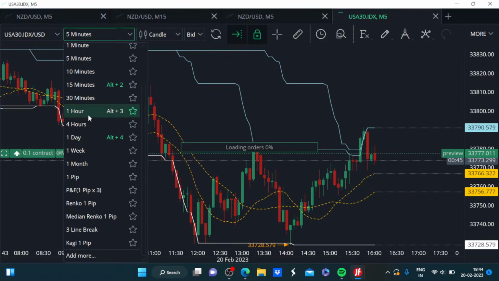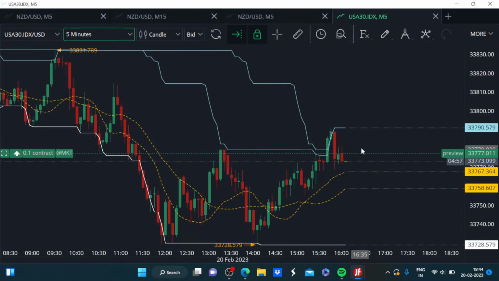So watch out for these levels of around 33,800 on the higher side. If we see these levels holding and further gains in the first few minutes after the start of the US trading session, we can be confident of the Dow Jones Industrial Average climbing toward this immediate swing high and even beyond that.